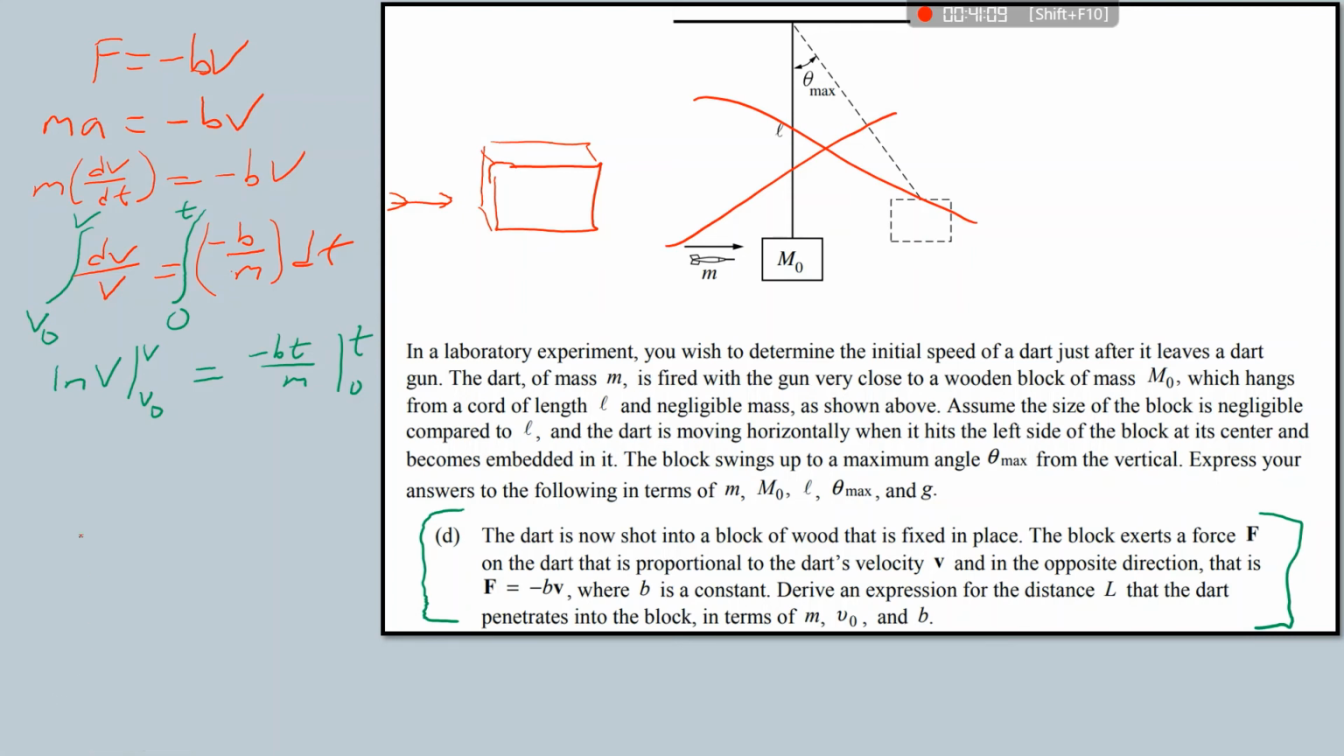What do I get on this side? ln v minus ln v initial, which is ln v divided by v initial. Okay, and then this is negative bt over m, so this is negative bt over m minus 0. Okay, and we're good. Now, before we can integrate again, I'm going to move some things over.